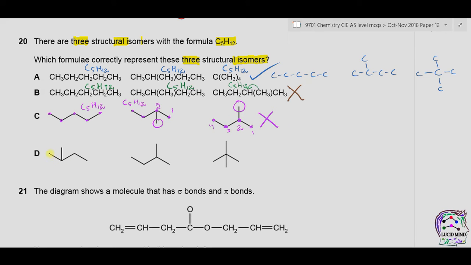In part D we have substituent on second carbon. Then again we have substituent CH3 on second carbon. So both these are actually same, both are 2-methyl butane. So therefore D is also incorrect. The only option in which all three are different structural isomers is A.